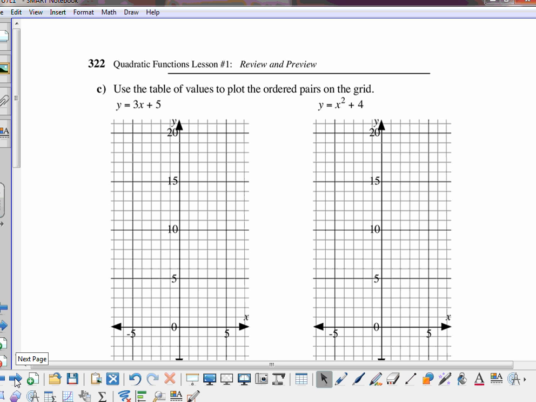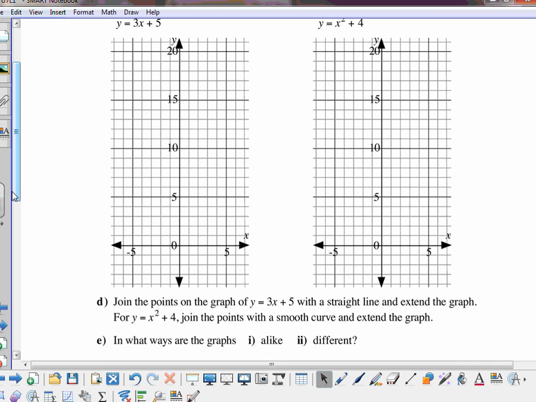So we're going to use the table of values on the previous page, and we're going to plot those points. Our first point was negative 3, negative 4. So when x is negative 3, y was negative 4. Let's plot that. When x is negative 3, remember, to the left on the horizontal axis, and then down 4. So right there.